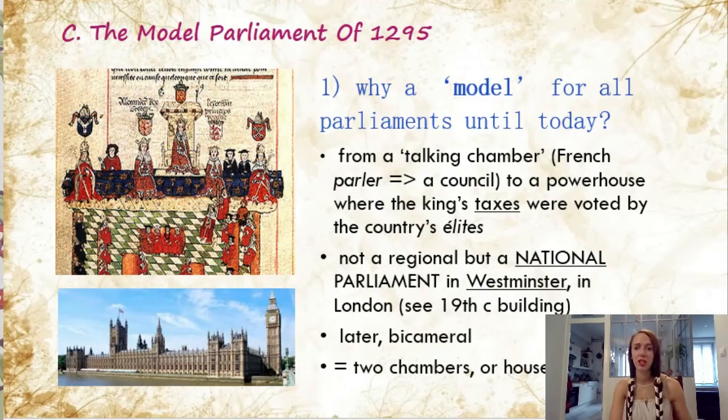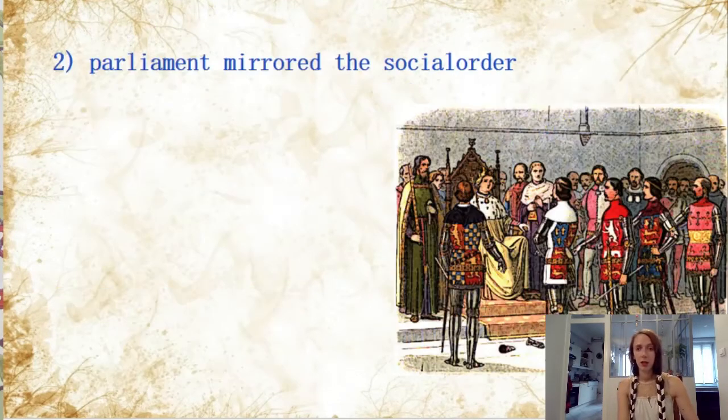So we have something that is not a regional, but a national parliament in Westminster, in London, that later on became bicameral. What it means is that it had two chambers or two houses. Now, Parliament mirrored the social order. It was the king who called and dismissed Parliament at will.